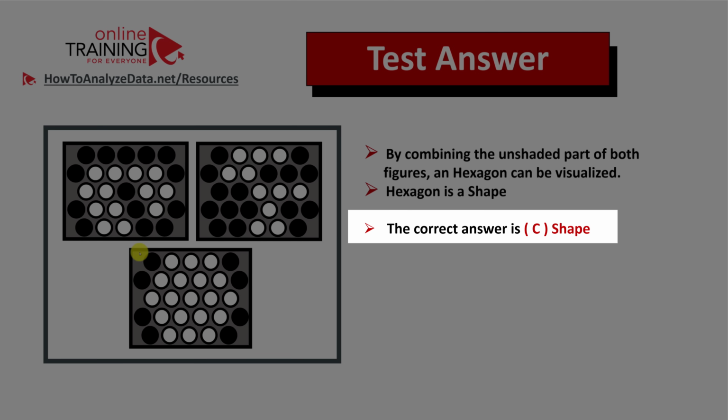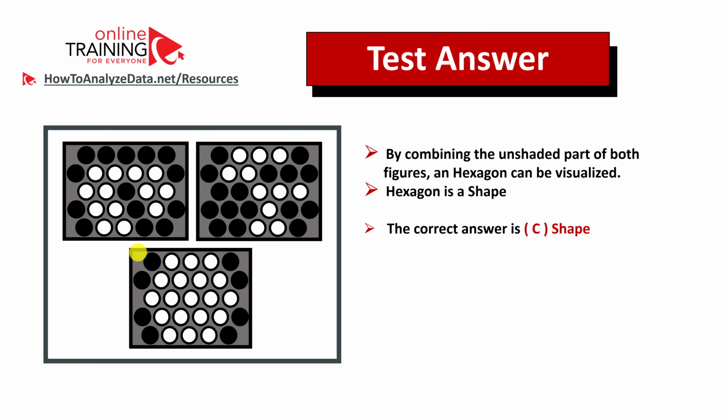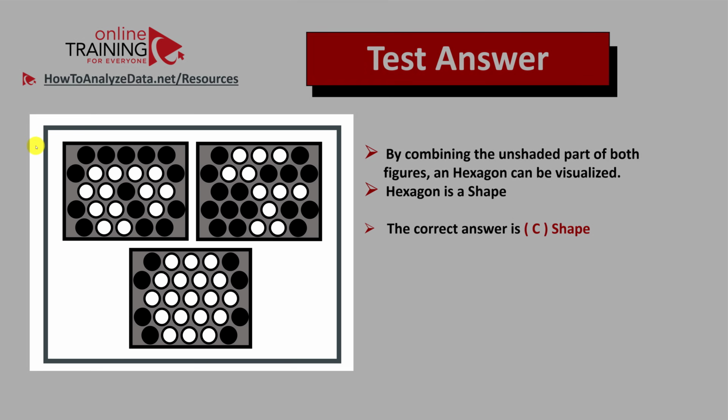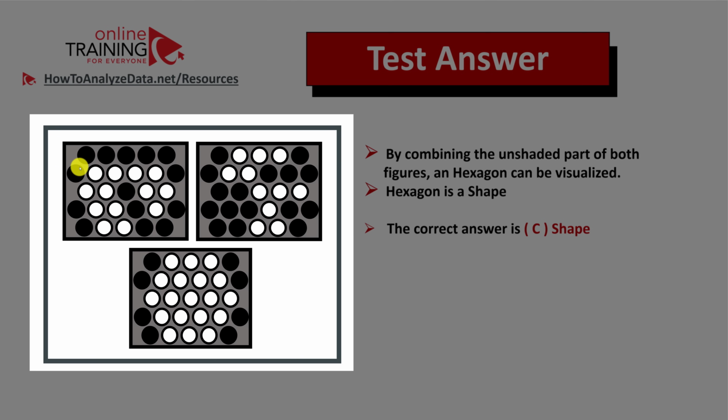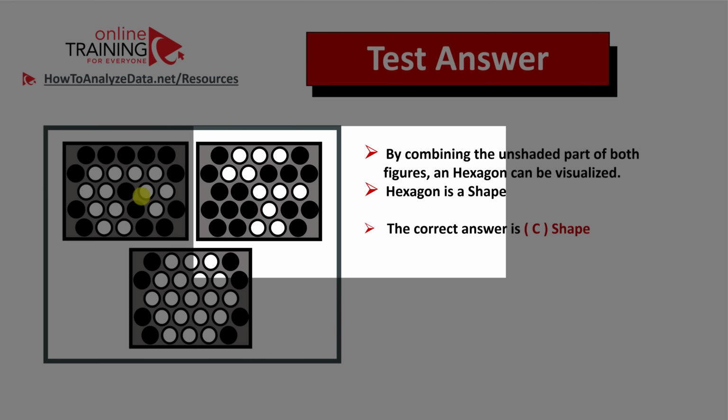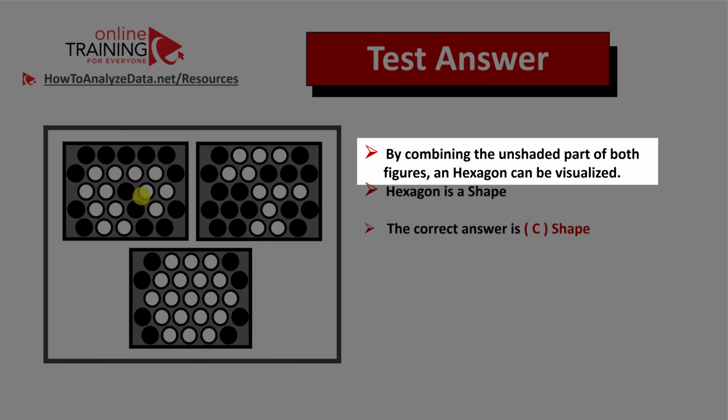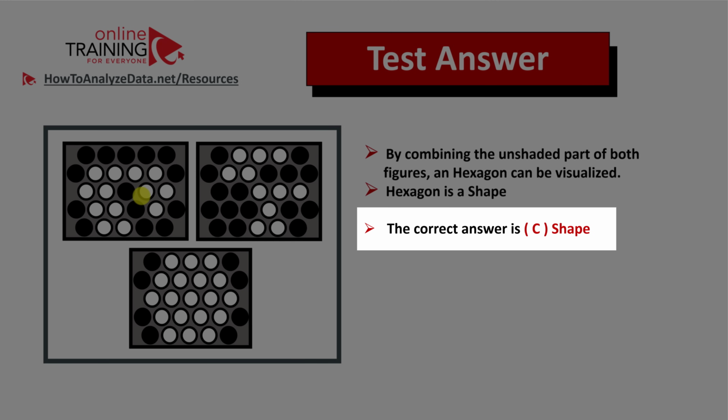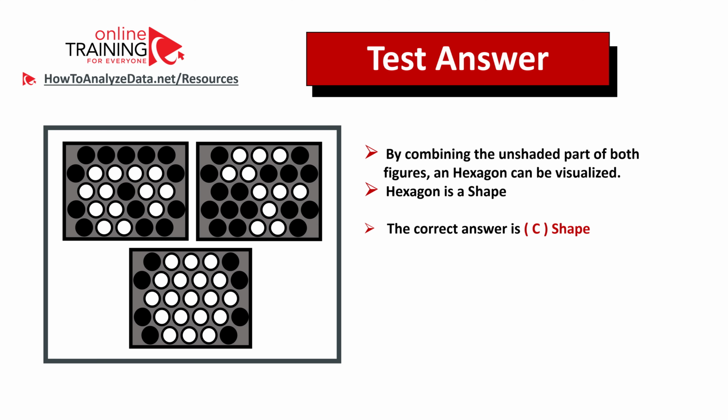The trick here is to try to visualize it in your head, which is quite hard. But in case you have access to papers or a whiteboard, try to take advantage of this and maybe verify your answer using those tools. Let's recap. By combining unshaded parts of both figures, a hexagon can be visualized, and hexagon is the shape. So the correct answer here is choice C. Hopefully you've nailed this question and now know how to answer similar problems on the test.